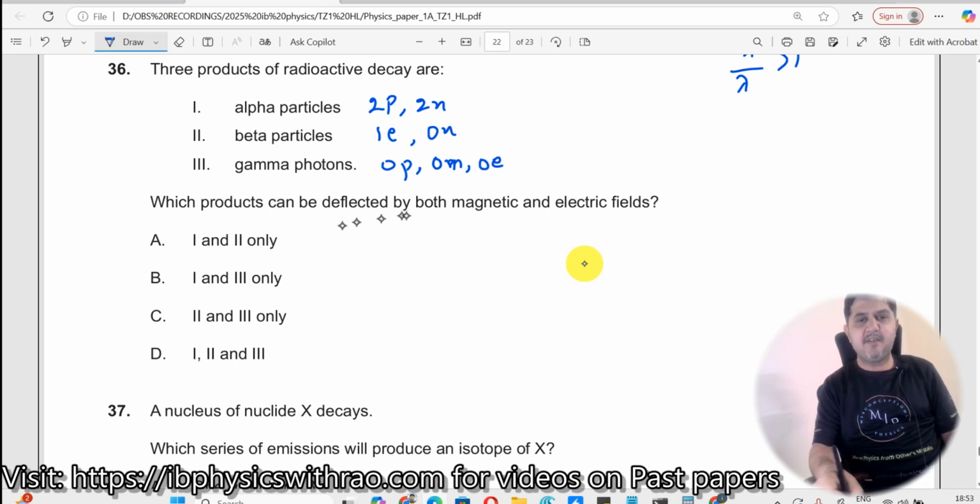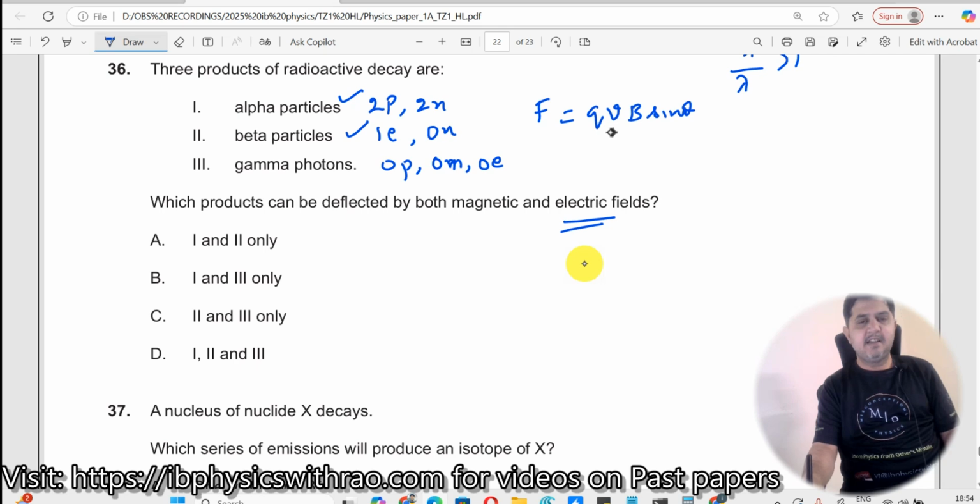Which products can be deflected by both magnetic and electric fields? So definitely electric fields get influenced only because of charges. So both of them will definitely get influenced by the electric field. Magnetic fields also, the same thing happens. As you know, the magnetic force is given by q v B sin theta.